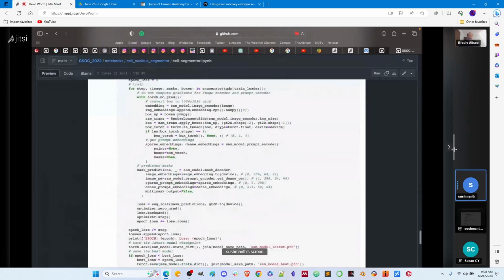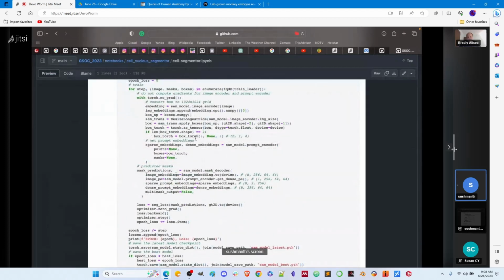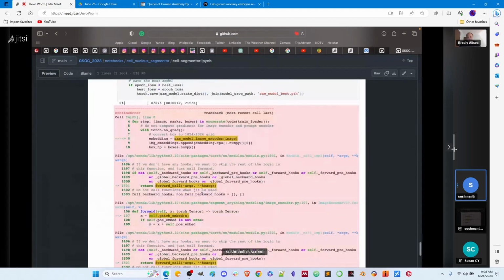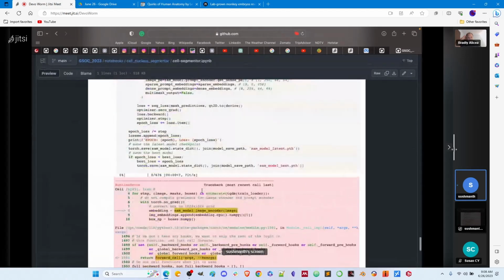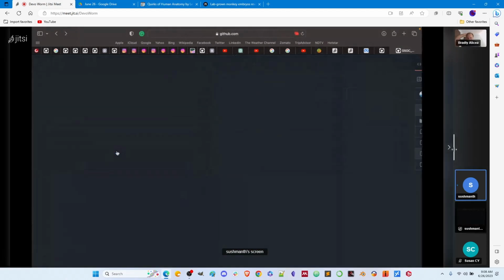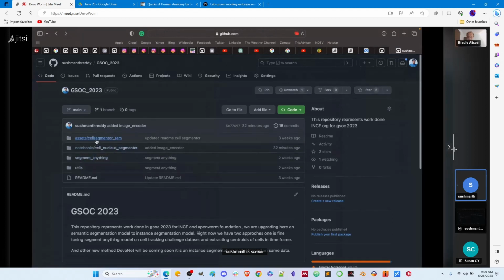When we give these image embeddings here, it will work properly. So there are little errors going on right now. Maybe by tomorrow it will work. And I started working on the DevoNet model also. Here, segment of Samsung.